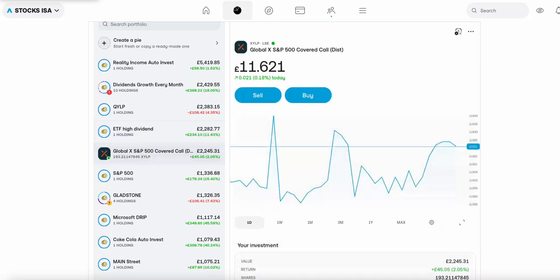Global S&P 500 cover calls. This is exactly the same as QYLP. This one we are currently up in the green now. 2%, £45 in the green.